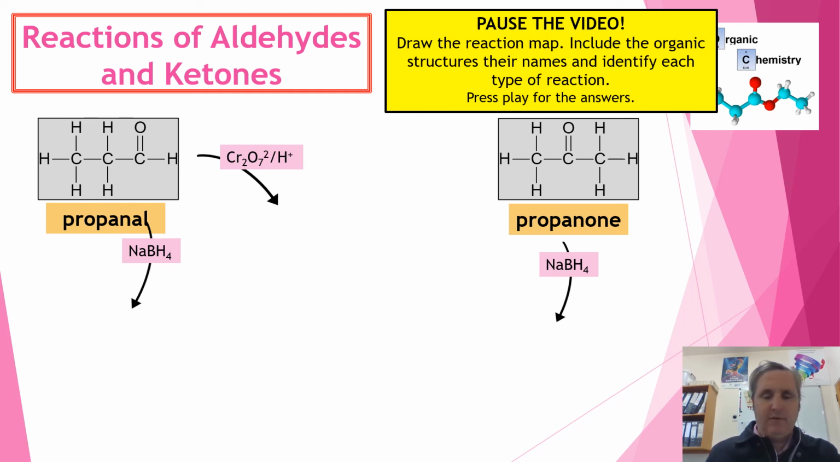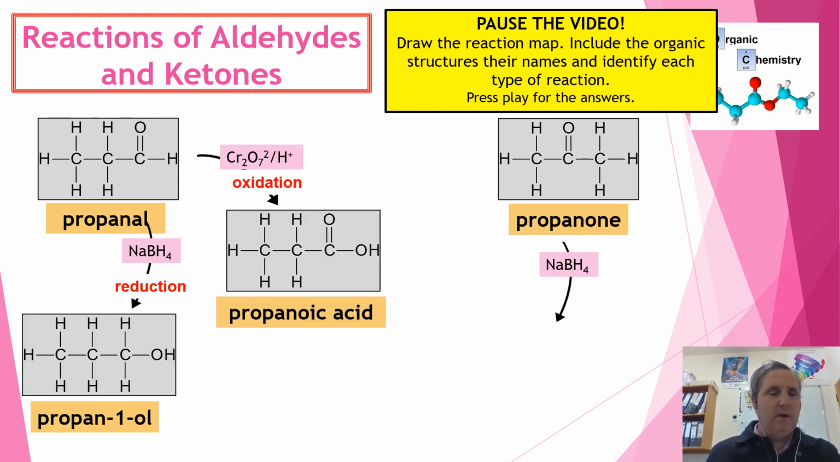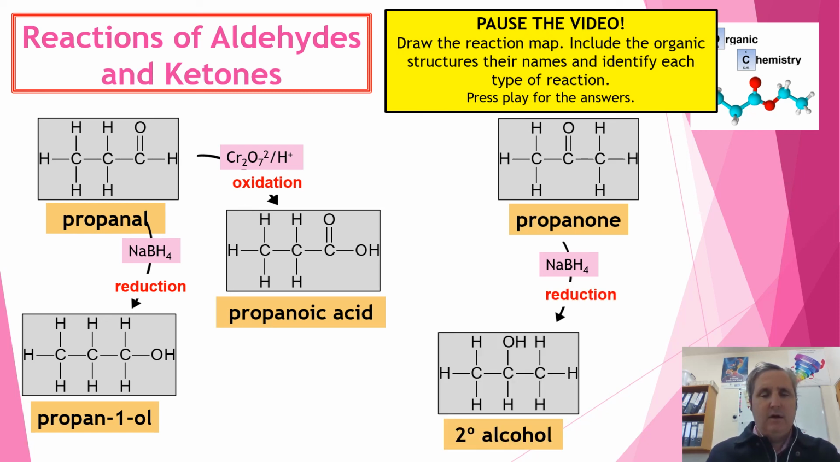Okay, if you've started the video again, here are the answers. If we add the reducing agent, sodium borohydride, to propanal, we get propan-1-ol. If we add the oxidizing agent, we get propanoic acid. If we add the reducing agent to propanone, we do get a secondary alcohol. However, I didn't write its name here, but its name is propan-2-ol. Okay, you get that, propan-2-ol.